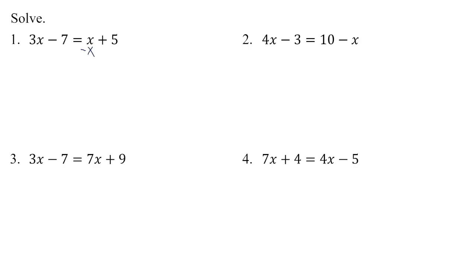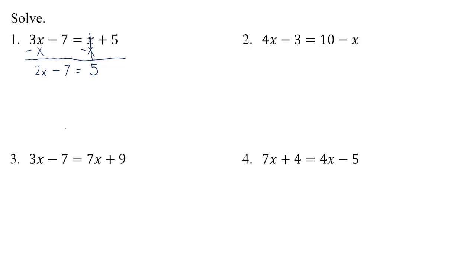Now, if we subtract x from this side, that means we have to subtract x from the other side. They cross out, and 3x minus x is 2x. Bring down the minus 7. Bring down the 5. Now, as you can see, when you deal with the variable first, you get a two-step equation, which is what part 2 was about. So we're going to solve 2x minus 7 equal 5.